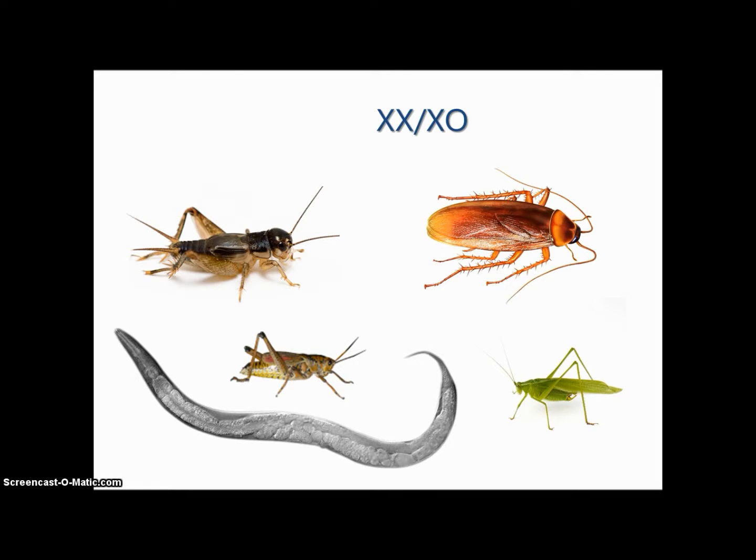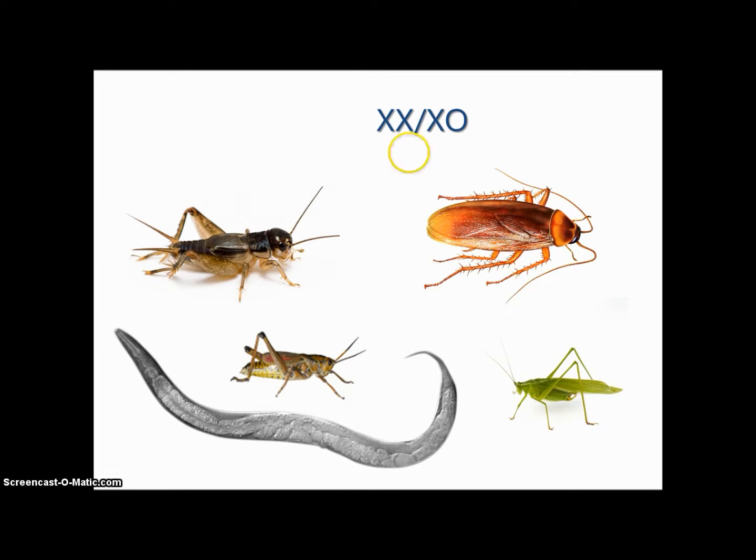So in some insects, and this includes grasshoppers and their relatives, these are called orthopterans, in cockroaches, and in this model organism, the nematode Caenorhabditis elegans, all of these animals have what's called an XX-XO system. This is also present in some mammals. In these animals, females have 2 X's and males have 1 X. And the O here is not an actual chromosome. There's no O chromosome. It just means that males only have 1 X.